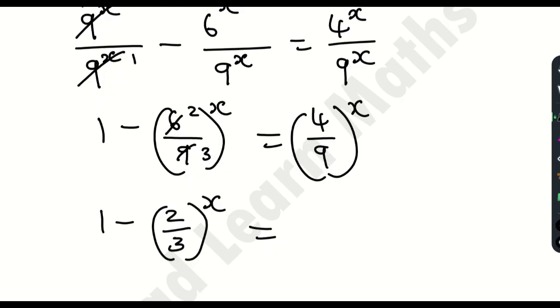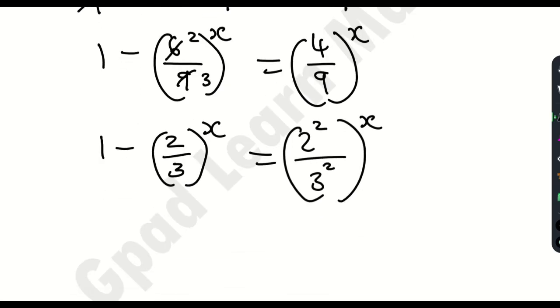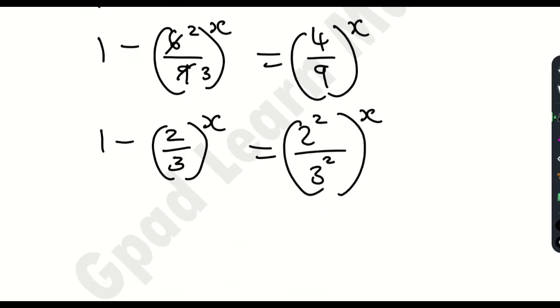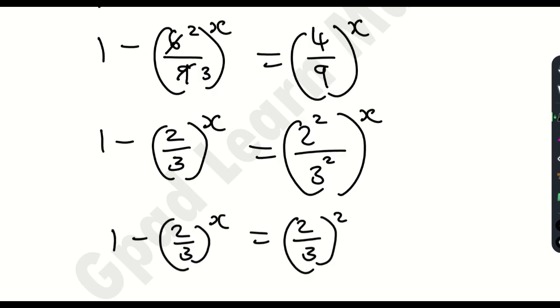Well, I cannot divide, but what I can do is express 4 as 2 raised to the power of 2 and 9 as 3 raised to the power of 2. So it's going to be 2 raised to the power of 2 over 3 raised to the power of 2, all raised to the power of x. The same thing I did before, I'm going to write here 2 over 3, all raised to the power of 2. So let's do it here: 2 over 3, all raised to the power of 2. But we still have the exponent of x, like so.